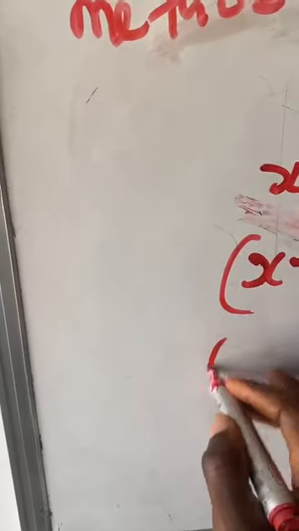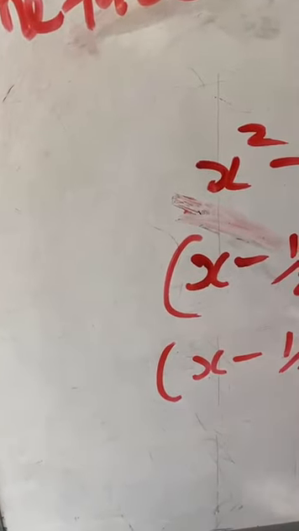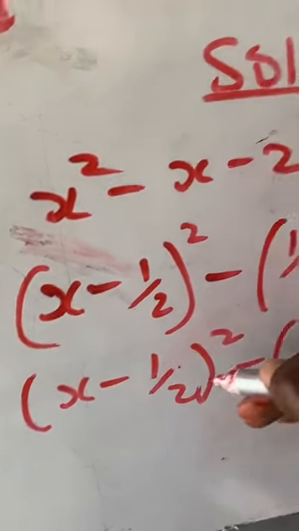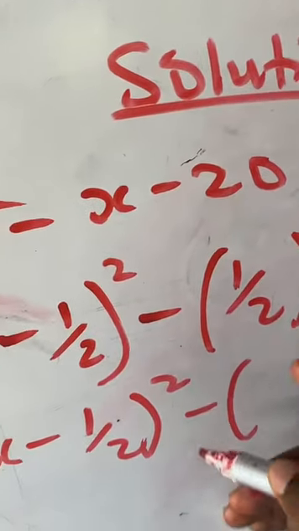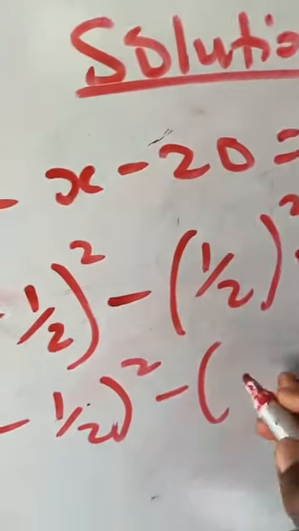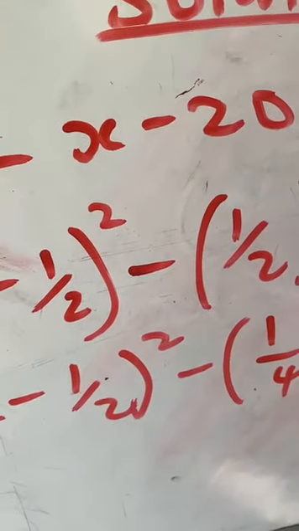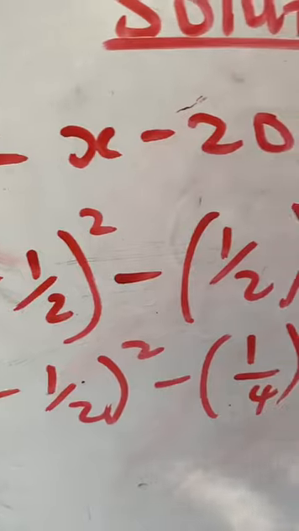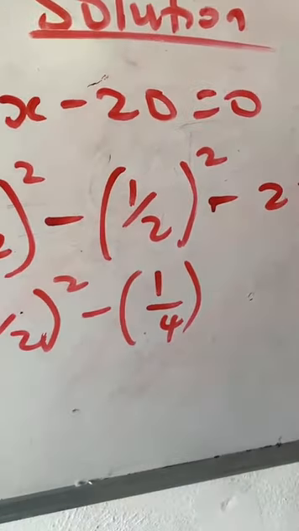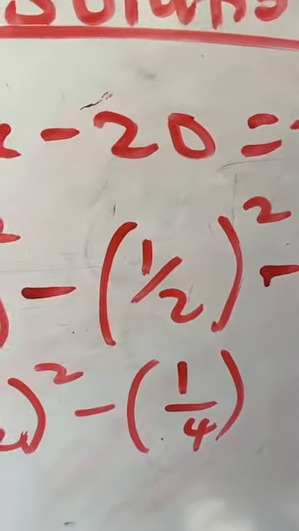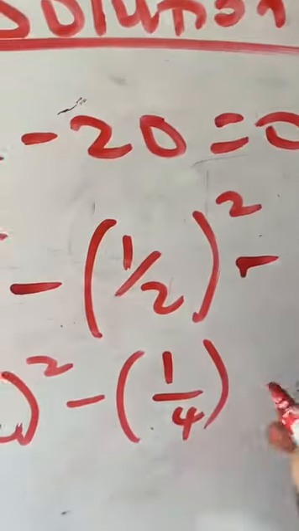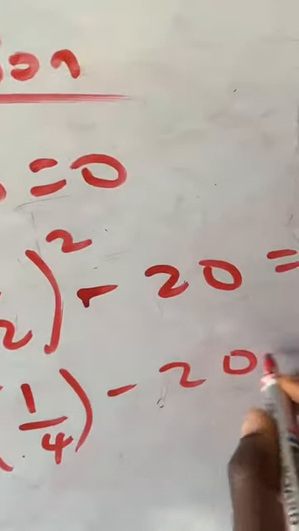Now from here I continue. This will still remain. I won't do anything to it yet, but this 1 times 1 is what? Because this is square, the square will affect everything inside the bracket. 1 times 1 is 1, 2 times 2 is 4. Now you see that 2 times 2 is 4, right? Then minus 20 equals to 0.